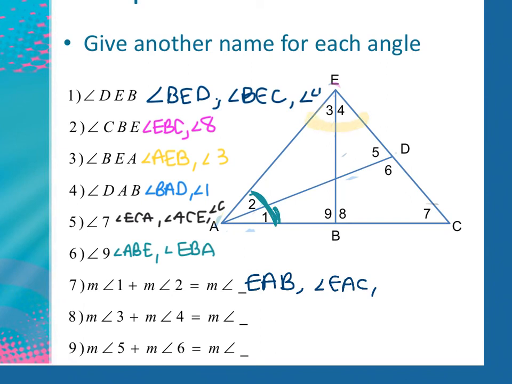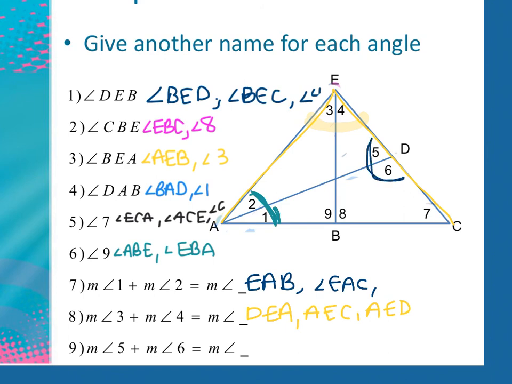Say again. D. So it's this big one, right? 3 and 4 would be this big angle. What can I call that? DEA. AEC. AED. And then the reverse of all those letters, right? CEA. Yeah.